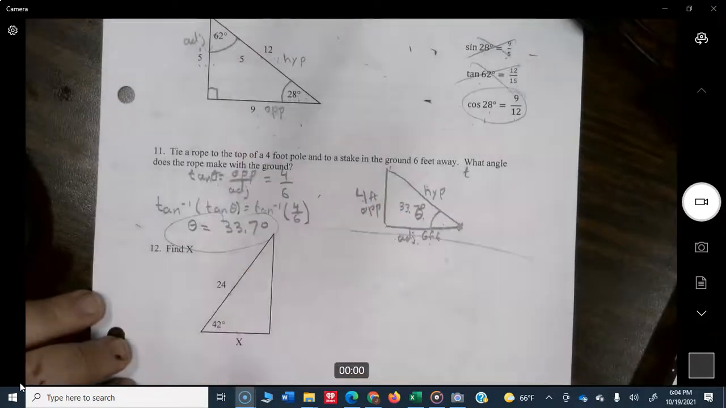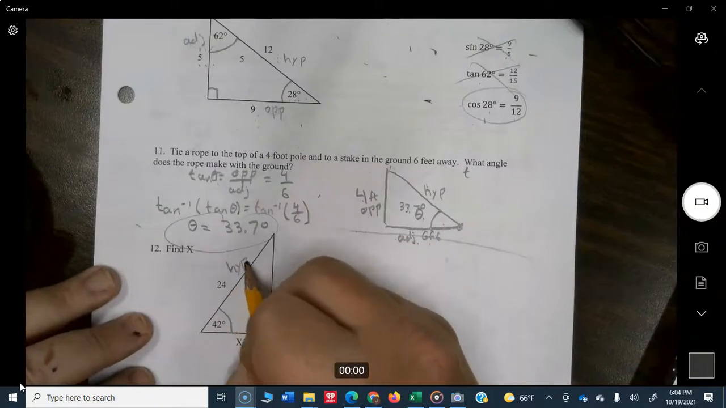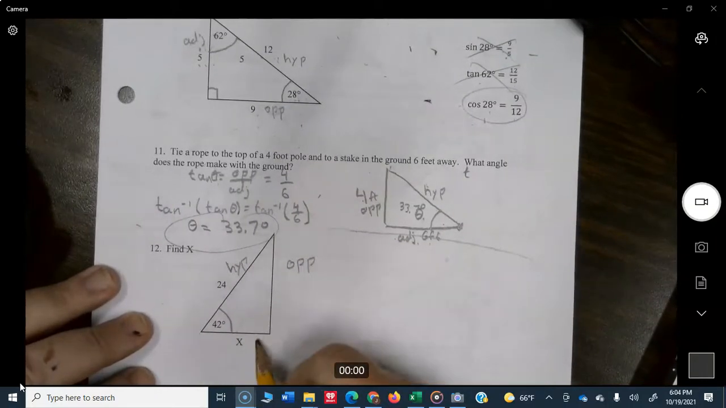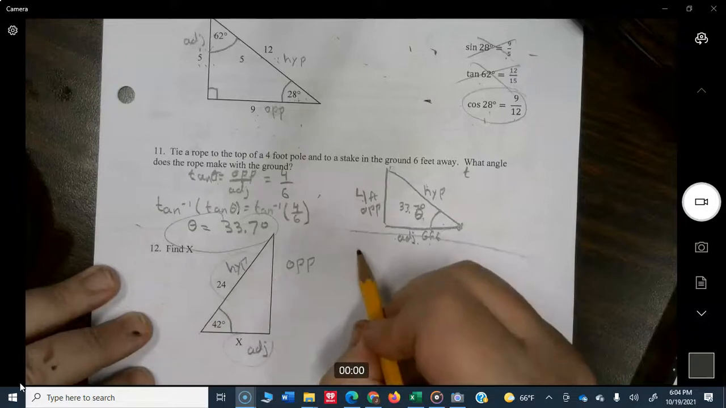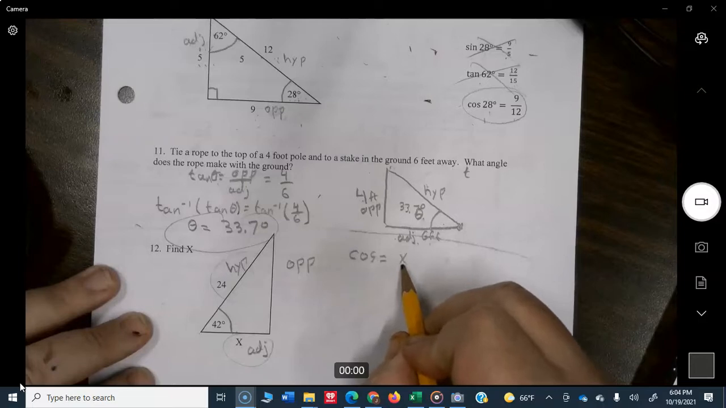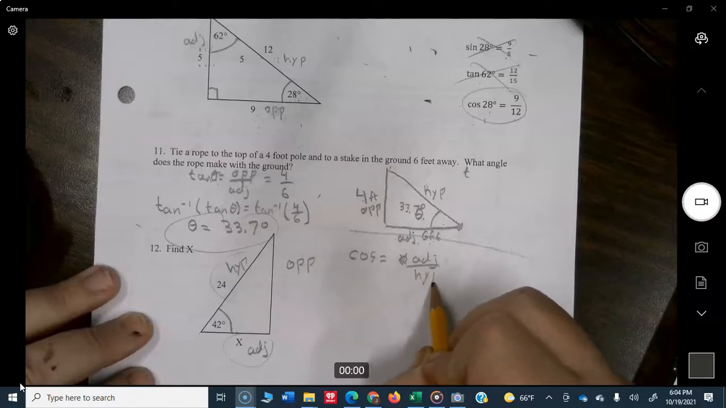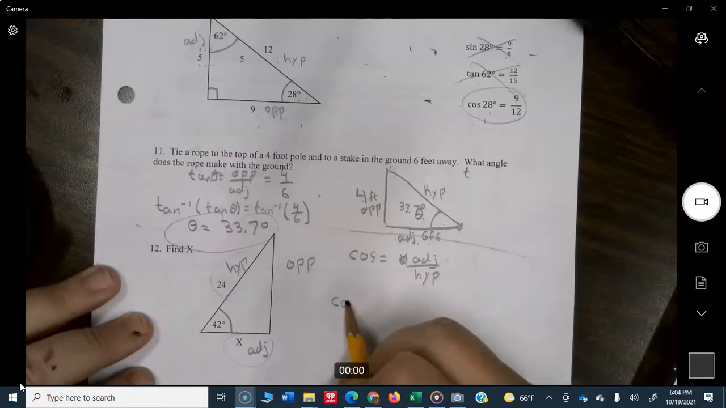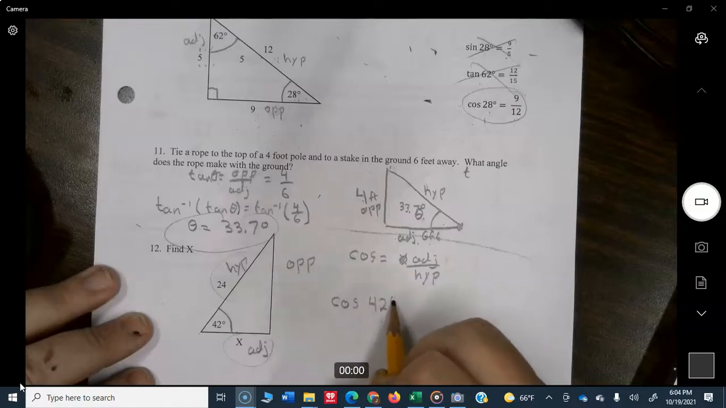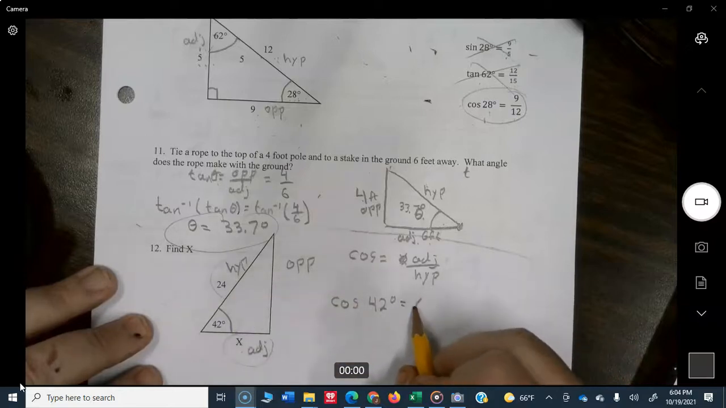Okay, again, this one is just like number 10. So there you have an angle. You label, you have hypotenuse, opposite, and adjacent. So our unknown is the adjacent, our known is the hypotenuse, so that relationship is a cosine. Cosine is adjacent over hypotenuse. So let's put in the numbers now: the cosine of 42 degrees equals adjacent over hypotenuse, X over 24.